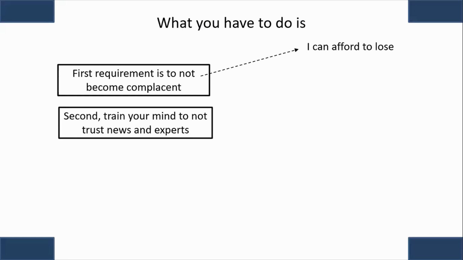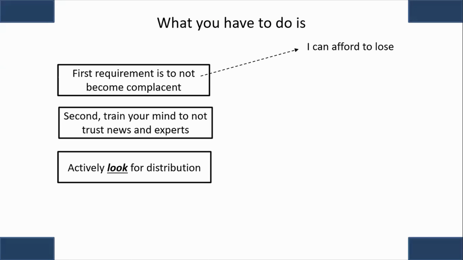The second is we have to train our mind to not trust news and experts blindly. Because most of the time, the media, the news, and experts at the peak of the bull market will justify the price and probably give a higher forecast of further market going up. And then we have to actively look for distribution.